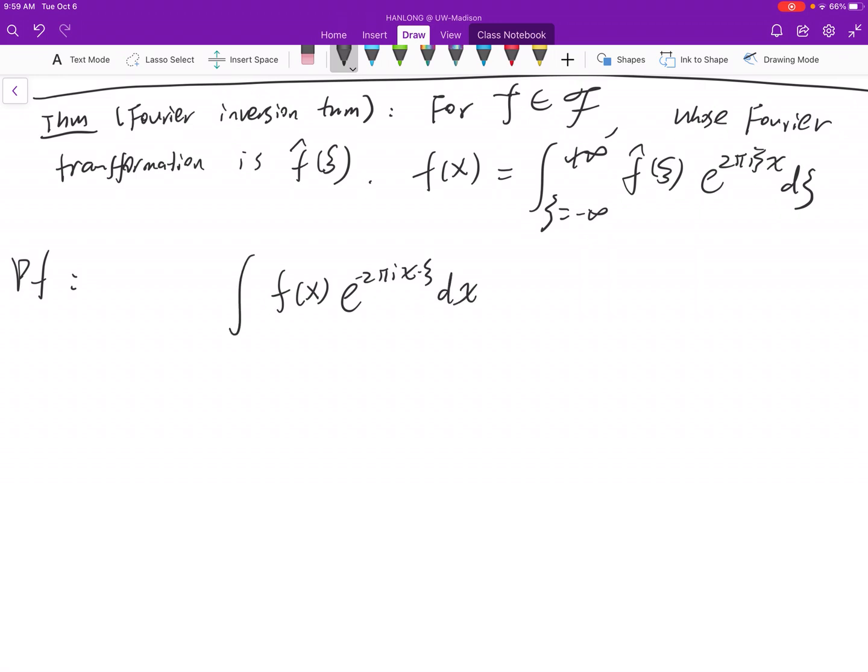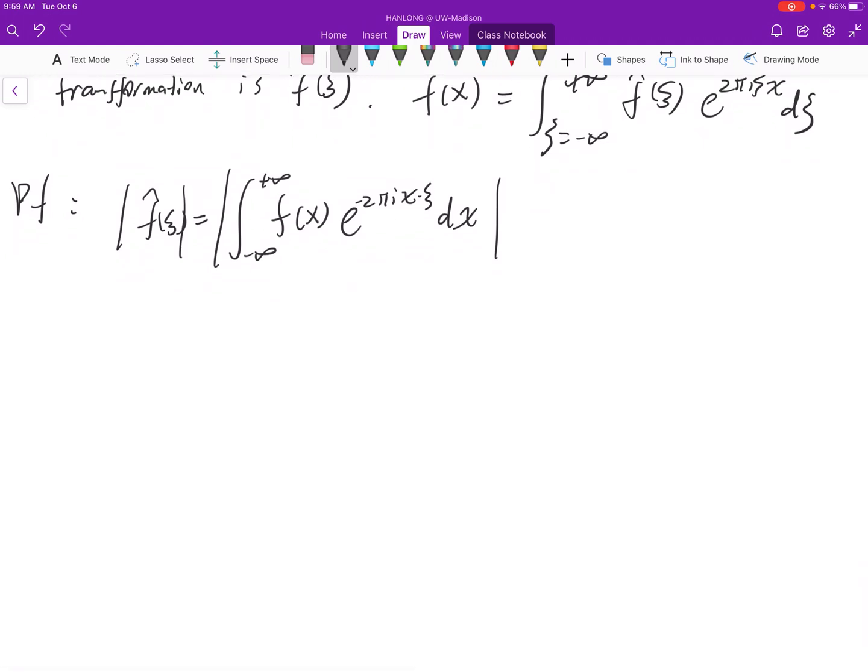Proof. First, note that since f has quadratic decay, the integral of f(x) e^{-2πiξx} dx is less than some constant times the integral of 1 over 1 plus x squared from negative infinity to positive infinity dx. It's not so rigorous, but rigorously you need to use the Cauchy criterion. But I think it's easy, so I write it very slowly. So this is bounded. Then f hat exists.